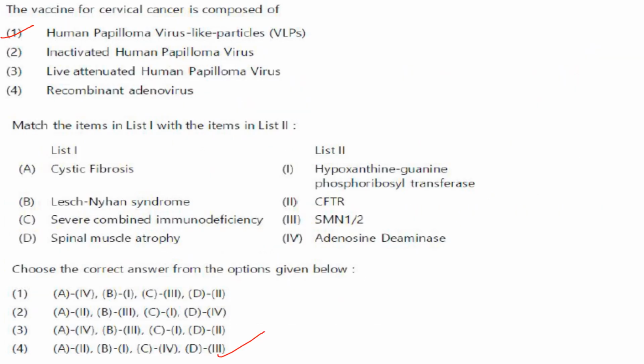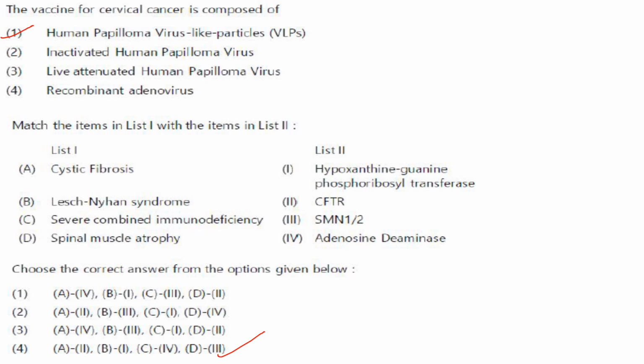Then next one. The vaccine for cervical cancer is composed of. So it is composed of HPV, human papilloma virus-like particles, VLPs. VLPs are virus-like particles. So the 9-valent HPV vaccine is a non-infectious recombinant vaccine prepared from purified virus-like particles, that is VLPs, of the major capsid L1 protein of HPV.